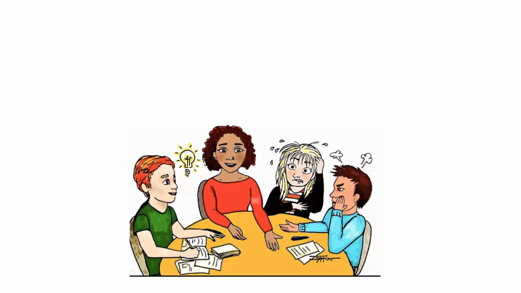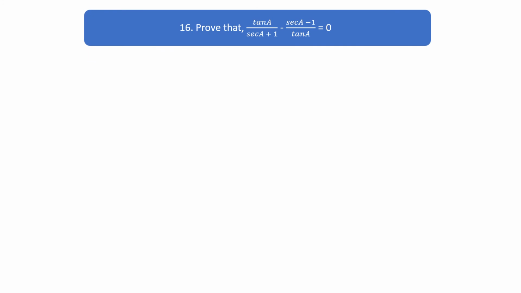Group work. Question number 16. Prove that tan A by (sec A plus 1) minus (sec A minus 1) by tan A equals 0. This math was discussed in a previous math. Its procedure is the same.